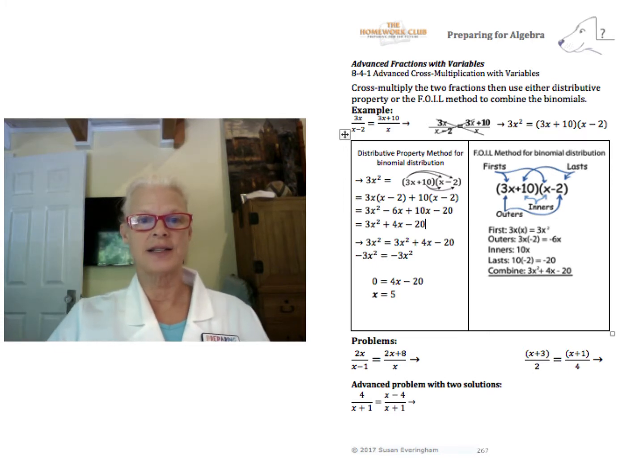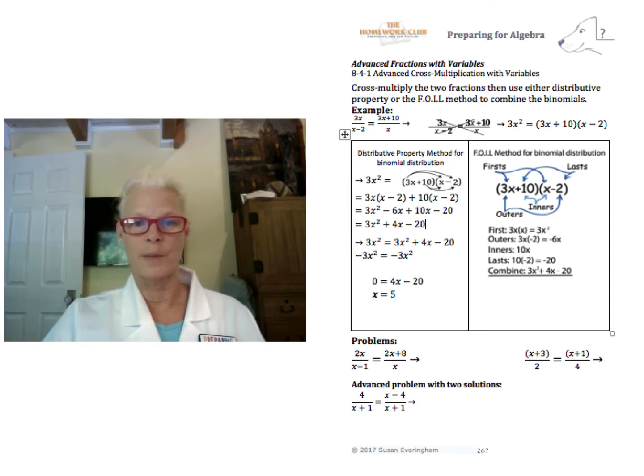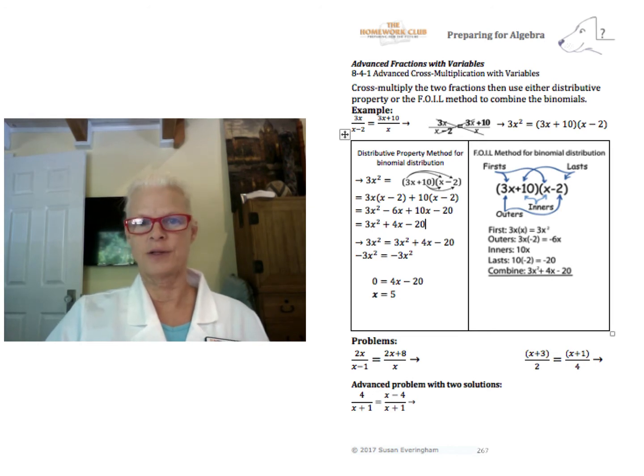Page 267, we're going to learn the FOIL method and distributive method for combining two fractions that have variables in them. The example: 3x over x minus 2 equals 3x plus 10 over x. Let's cross multiply these. 3x times x gives us that first term, 3x squared.